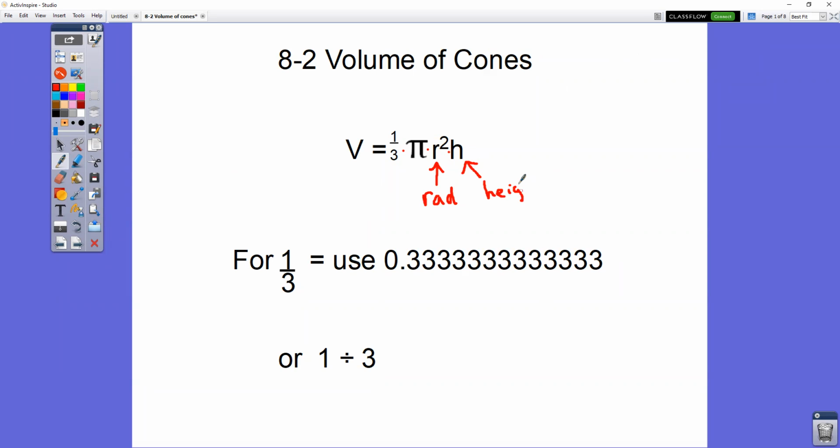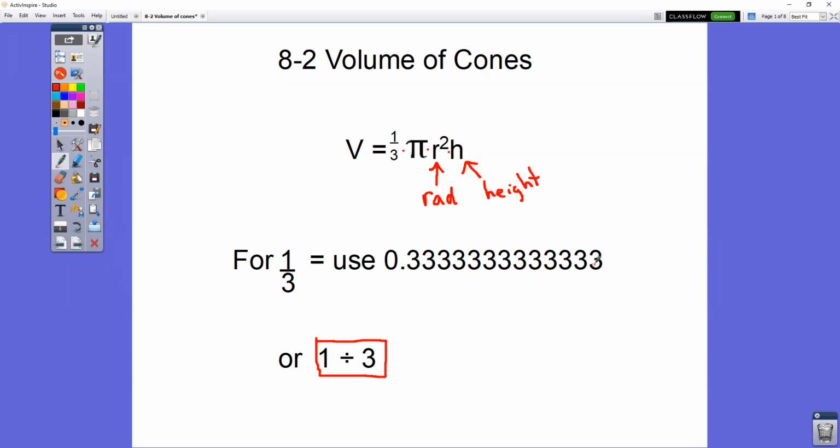For 1/3 in your formula, you can either use 1 divided by 3, and just type that right into the calculator, 1 divided by 3, and then times pi times r squared times h. Or if you want to use a decimal version of 1/3, you can use 0.3333333, fill up that whole calculator with threes. If you want a number of threes to use, just use 10 of them. That's a good safe number, easy to remember. 1, 2, 3, 4, 5, 6, 7, 8, 9, 10 threes, and you're good.